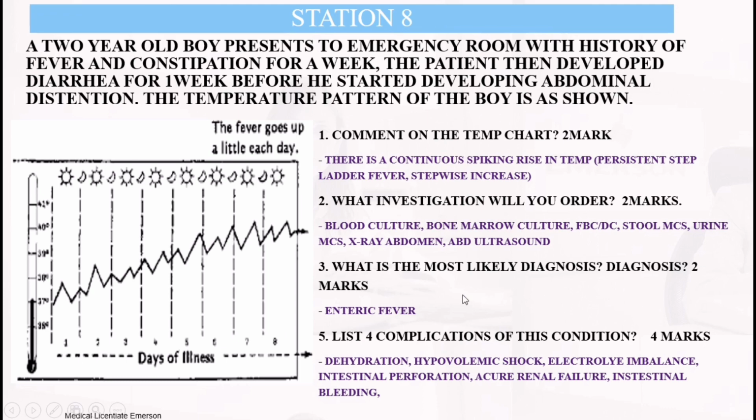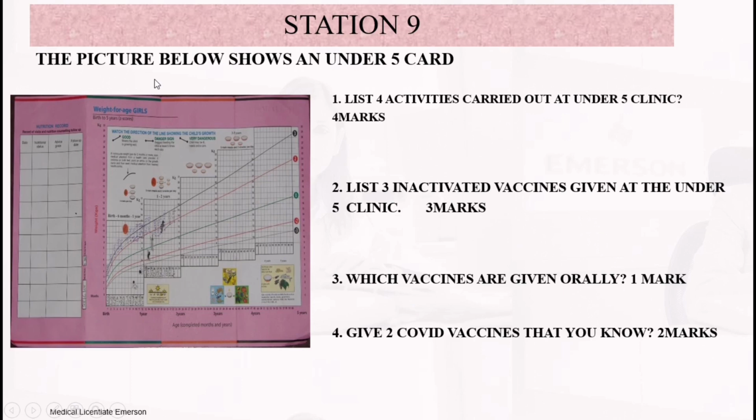Okay, so station 9, the picture below shows an under 5 card, so you can pause and check through what's on the under 5 card. So list 4 activities carried out at an under 5 clinic. List 3 inactivated vaccines given at the under 5 clinic. Which vaccines are given orally? Then give 2 COVID vaccines that you know. So if you can, pause the video again and check everything that's on the under 5 card.